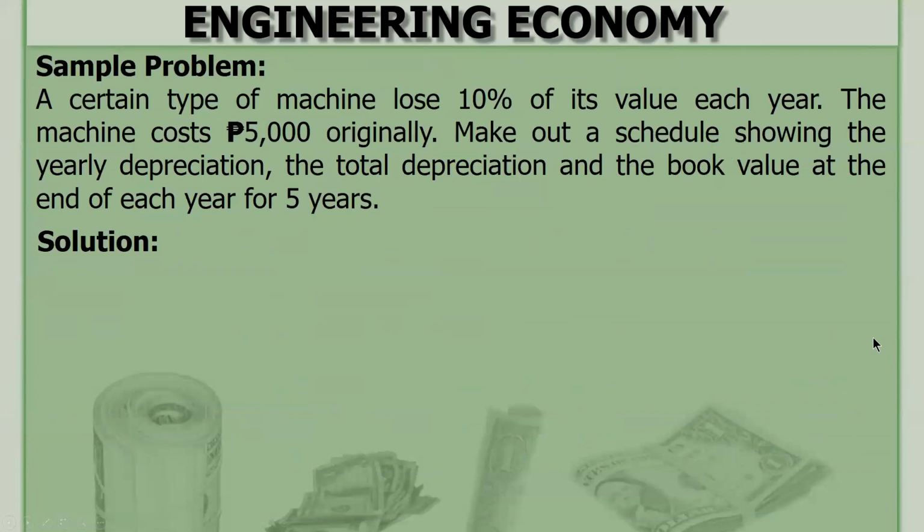Let us solve some problems. A certain type of machine loses 10% of its value each year. The machine costs 5,000 pesos originally. Make out a schedule showing the yearly depreciation, the total depreciation, and the book value at the end of each year for 5 years.